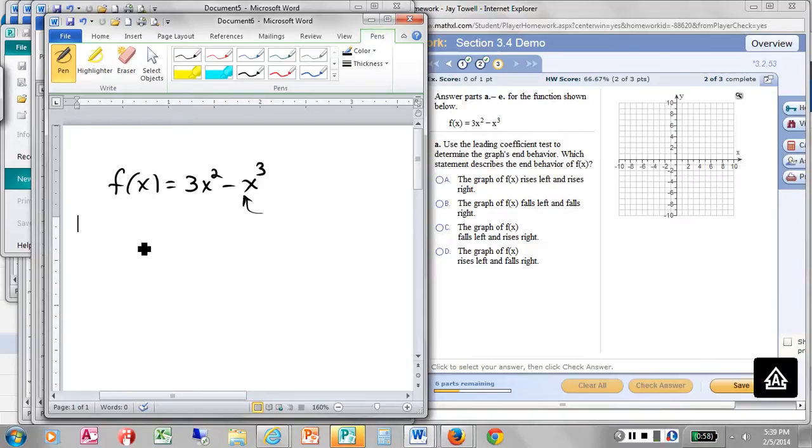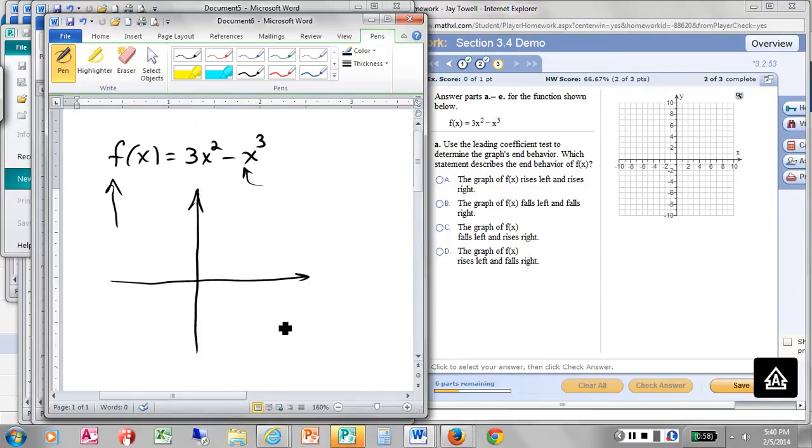And as we know, on the cubic function, one end is up, one end is down, and because we've got a minus x cubed, we do know this function's end behavior. Draw a little graph here. The left end up, right end down. It's our end behavior.